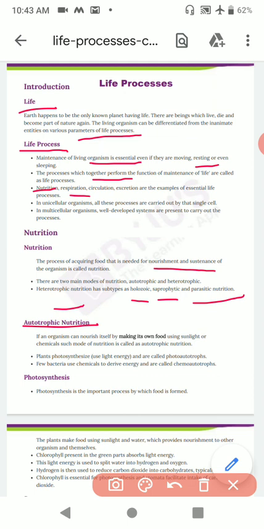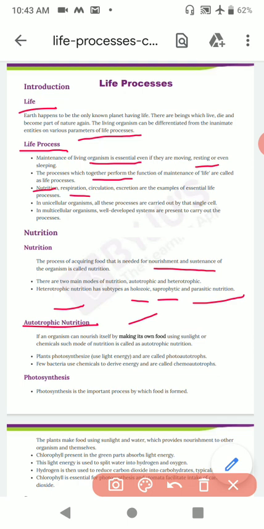First of all, we are going through autotrophic nutrition. What is autotrophic nutrition? Autotrophs are the green plants and some blue-green algae, which have the ability to synthesize their own food by using inorganic substances like CO2 and H2O in the presence of sunlight and a green pigment, chlorophyll. If an organism can nourish itself by making its own food using sunlight or chemicals, such a mode of nutrition is called autotrophic nutrition.